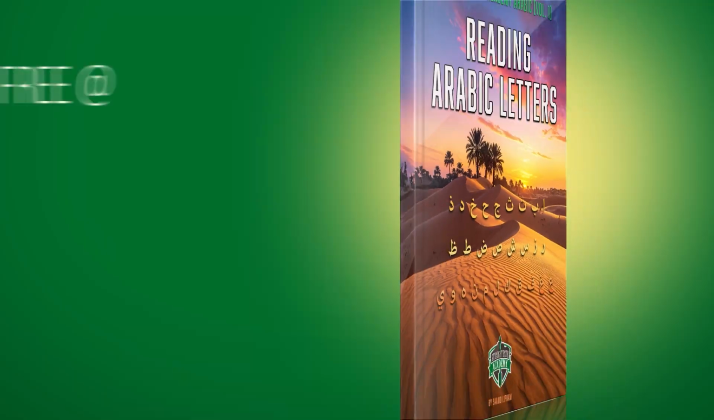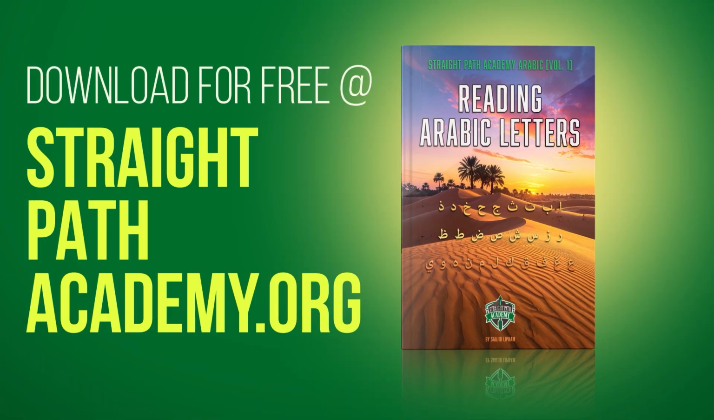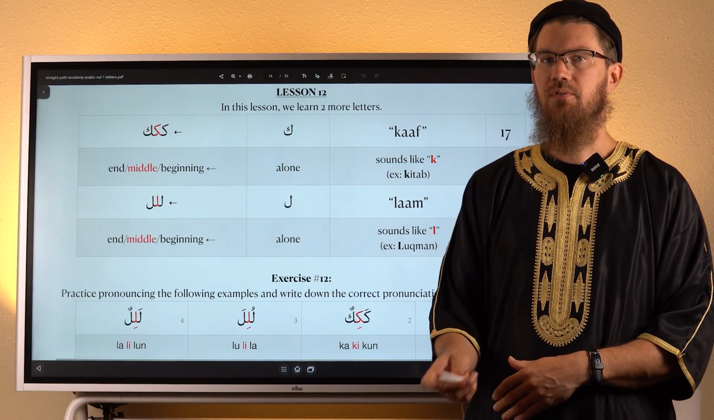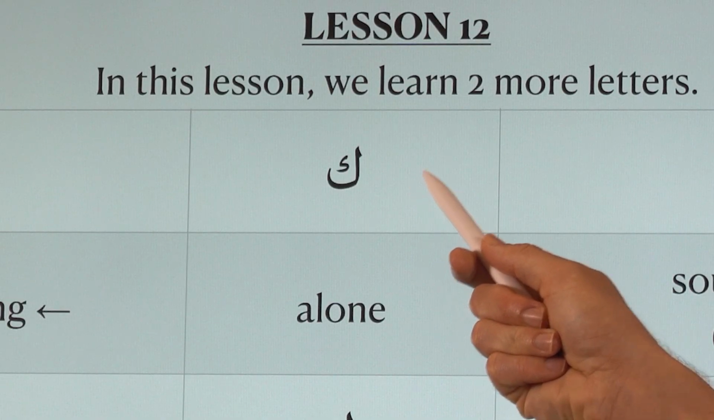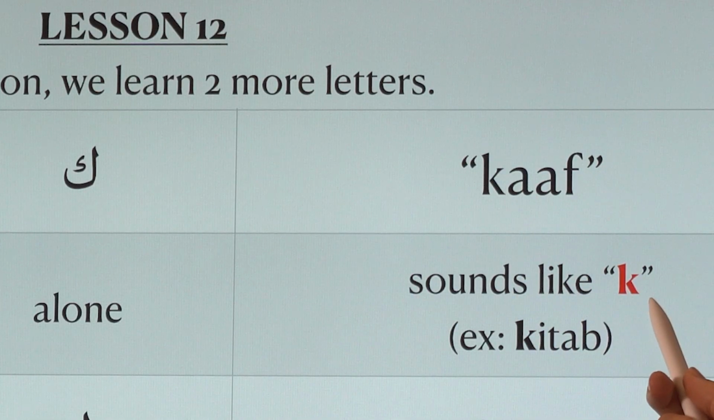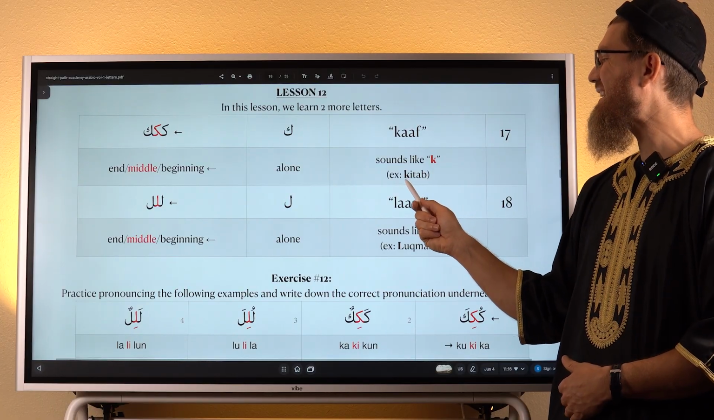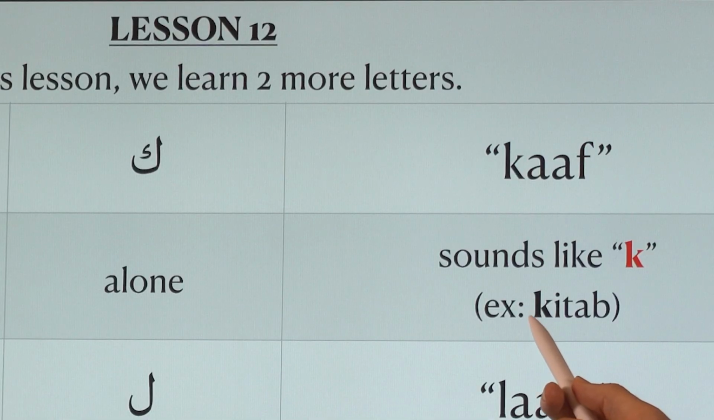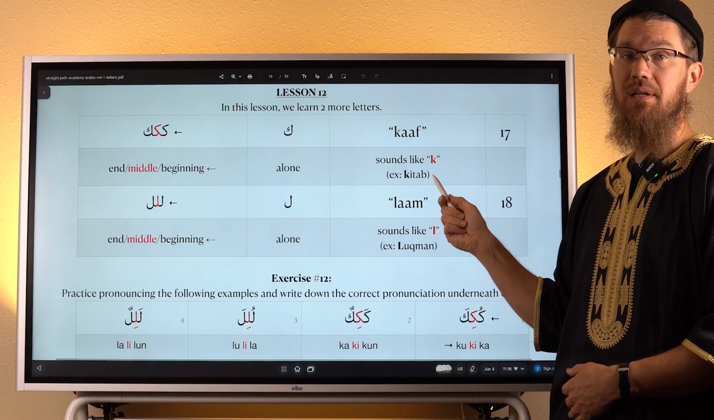And welcome to lesson 12 of Straight Path Academy Arabic Volume 1, Reading Arabic Letters. In this lesson, we'll be learning two new letters. Firstly, this is the letter kaf. And the letter kaf sounds like the English K. For example, the Arabic word kitab starts with the letter kaf. K, kitab. And this is a word that means book.